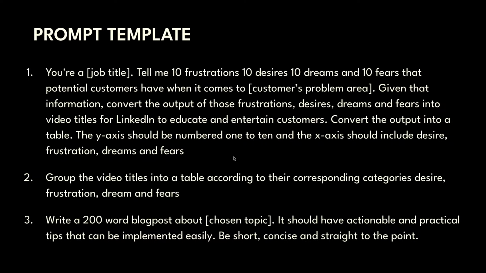It's important to understand that this is a sequential prompt. So you start off with the first bit, and you obviously want to replace your job title with whatever it is you do. So real estate agent, photographer, financial lawyer, whatever. And then you change here your customer's problem area, whatever that is. So you start to enter that into ChatGPT. Once you get the first batch of data, you're going to enter the second prompt here, group the video titles into a table, and then after that, you're going to enter the third one with the chosen topic that you want to do. So this is how the sequence works.